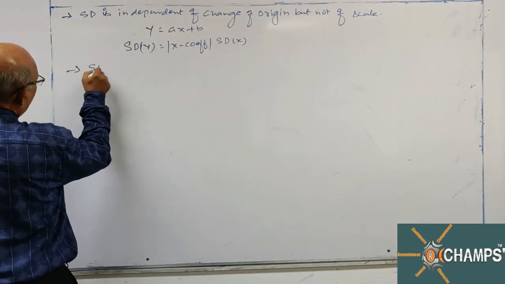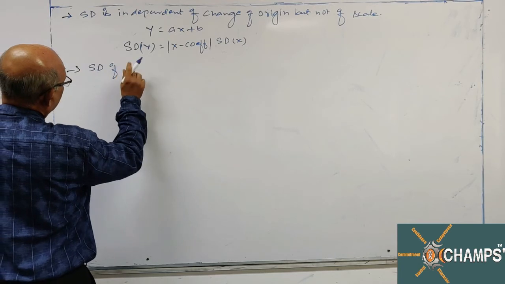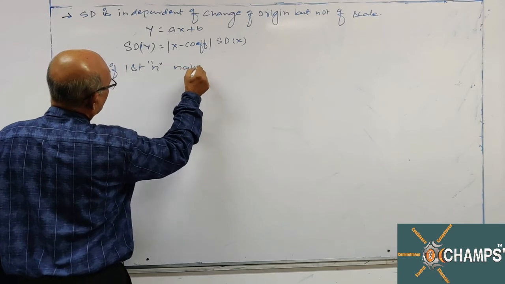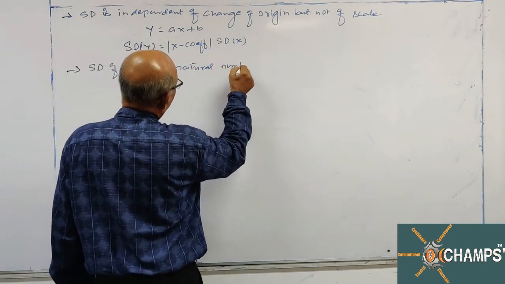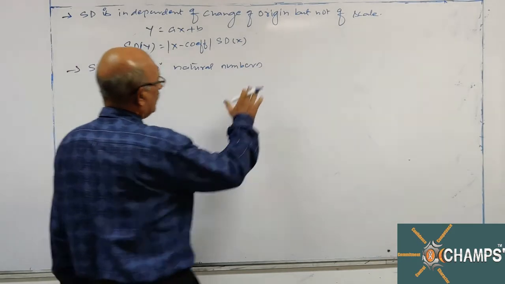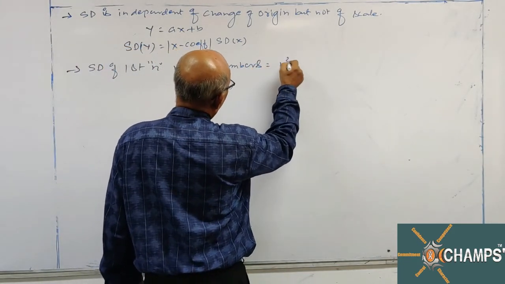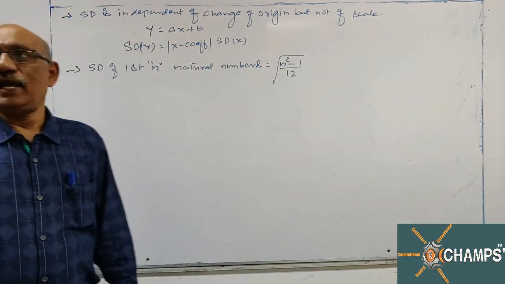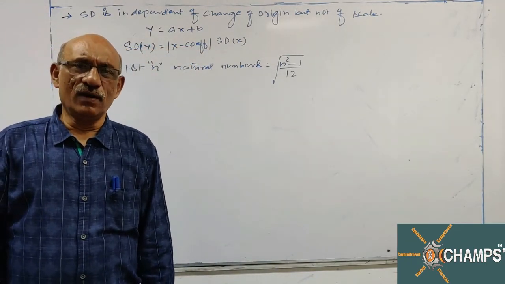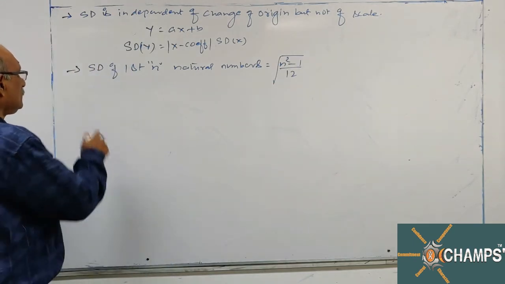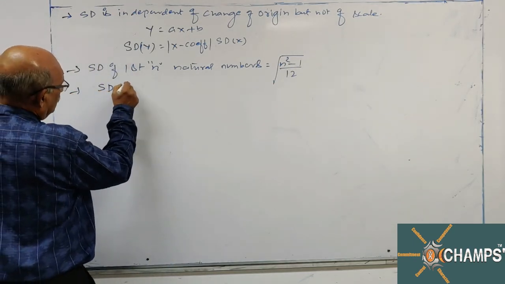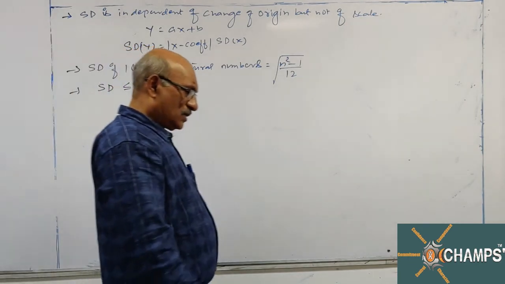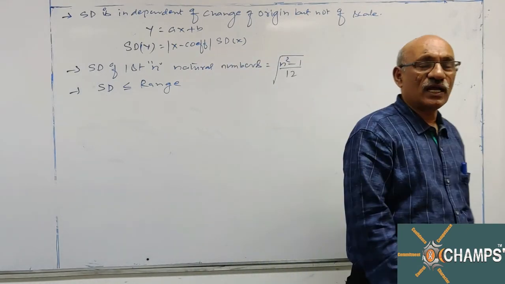Next point, standard deviation of first n natural numbers is the square root of n square minus 1 by 12. Standard deviation is always less than or equal to range.